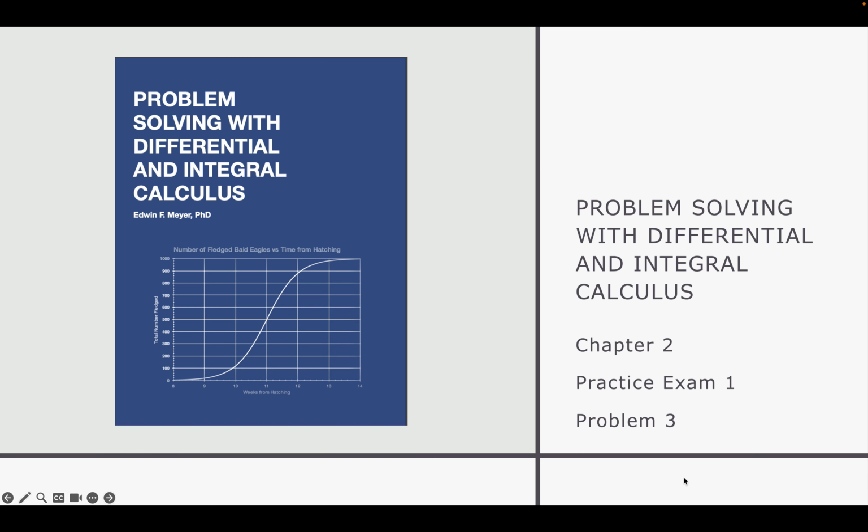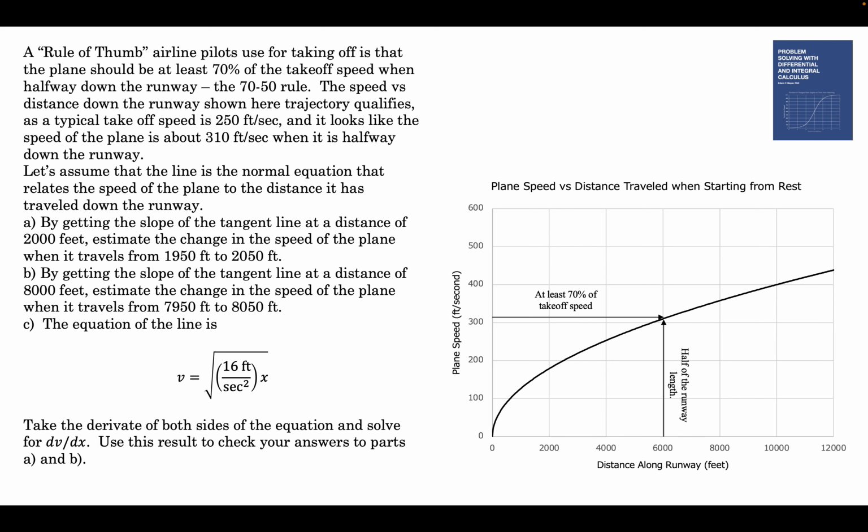This is problem 3 on practice exam 1 of chapter 2 in the book Problem Solving with Differential and Integral Calculus. We have a rule of thumb, the 70-50 rule. You should be at least 70% of the takeoff speed when you're halfway down the runway, a rule that airline pilots use. This trajectory qualifies because the speed looks like about 310 feet per second. Typical takeoff speed is 250 feet per second.